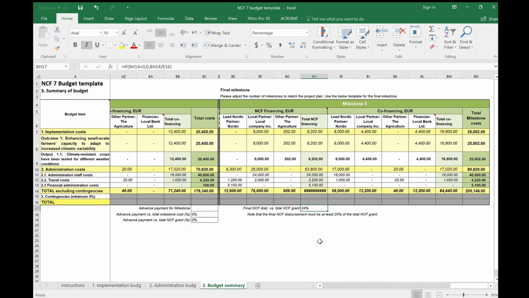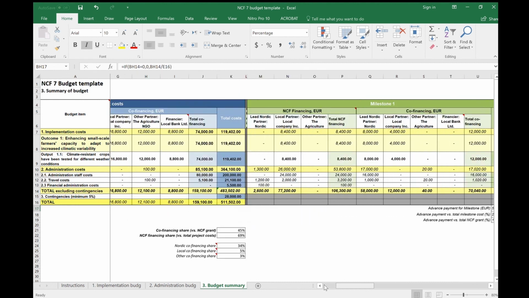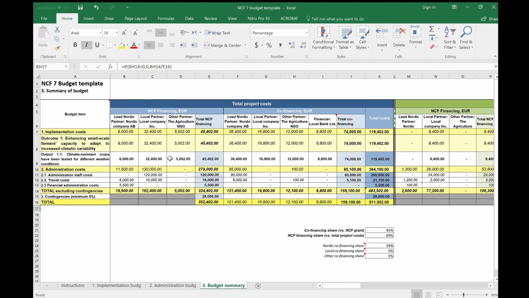Finally, make sure that all of the milestone costs of the budget summary are reflected in the total project costs, that is, in the blue table, in the same way as for the implementation and administration budgets. When you consider that the budget has been finalized, save a version of it in your files and upload it to the Smart ME application form under section 7.2.